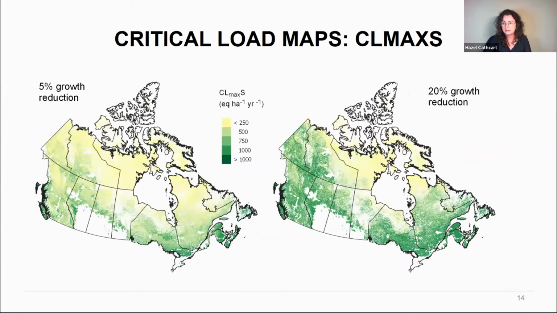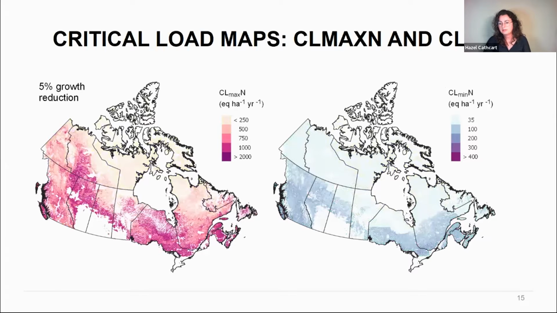I provided the CLmaxS for growth restriction scenarios here just to illustrate the impact. So here you can really see two things. Firstly, that much of the Arctic has very low weathering rate, which is not surprising given that it's frozen for a lot of the year. The other is the difference between the growth reduction scenarios. You can see that CLmaxS is significantly lower under the 5% growth restriction. Here I've just printed the 5% CLmaxN alongside the CLminN, and now we have all the maps we need to calculate exceedance.